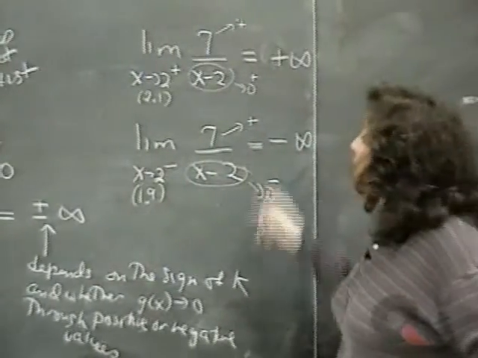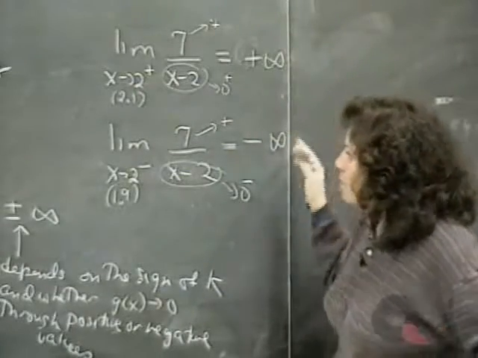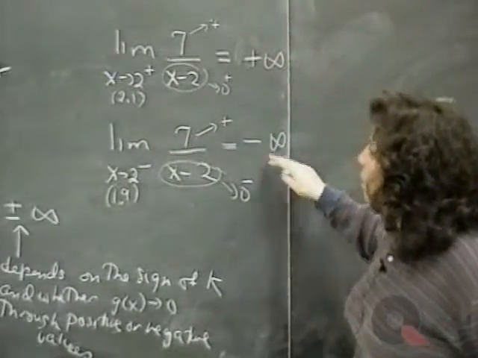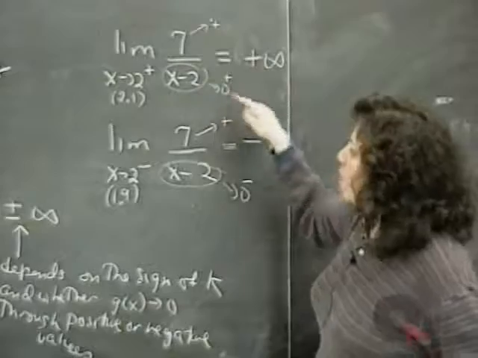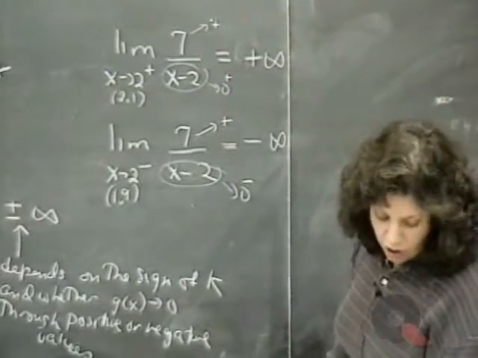Whatever the sign of the expression is, that will be the sign of the infinity. Okay? So it's either plus or minus infinity, and the sign is dependent upon the sign of the numerator and whether the bottom is going to 0 through positive or negative values.